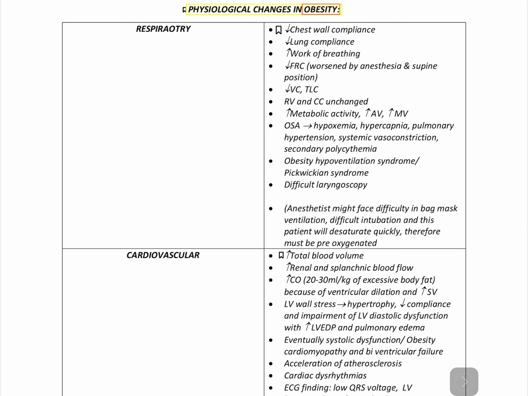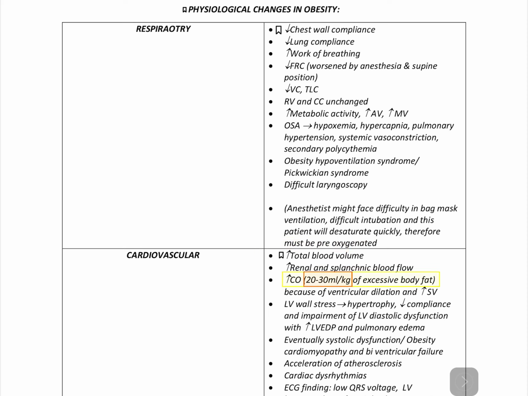Physiological changes in obesity. Respiratory: decreased chest wall compliance, decreased lung compliance, increased work of breathing. FRC is decreased, worsened by anesthesia and the supine position. VC, TLC and RV are unchanged. Increased metabolic activity, AV mismatch, OSA, hypoxemia, hypercapnia, pulmonary hypertension, systemic vasoconstriction, secondary polycythemia, obesity hypoventilation syndrome (Pickwickian syndrome). Difficult laryngoscopy; the anesthetist might face difficulty in bag mask ventilation. Difficult intubation. This patient will desaturate quickly, therefore must be pre-oxygenated.